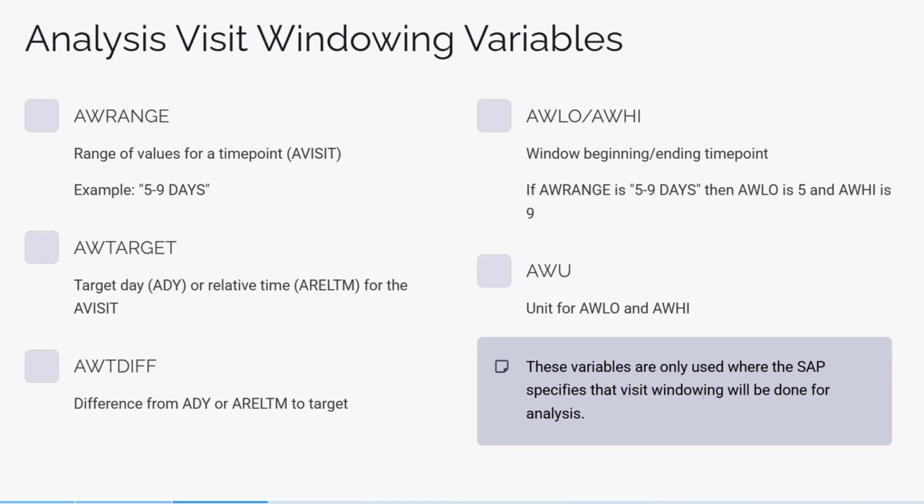These variables are only used where the SAP specifies that visit windowing will be done for analysis. So if the SAP mentions that the visit windowing concept is present, we'll be considering this concept for identifying the visits for the target days.